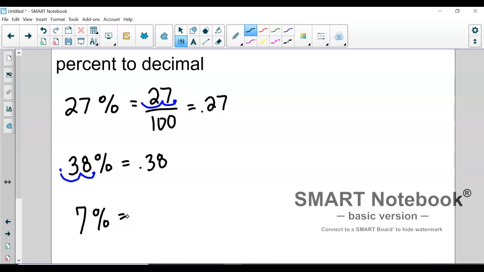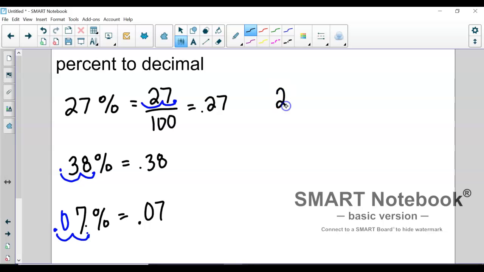Well, I still want to move that decimal 2 places to the left. That's what I do when I divide by 100. So I'm going to move this 2 places. There's my new decimal. And any blank spots, I've got to fill that in with a 0. So 7% would equal 0.07 as my decimal.